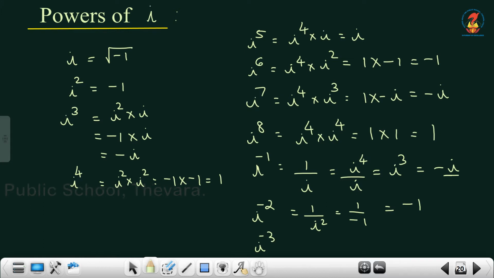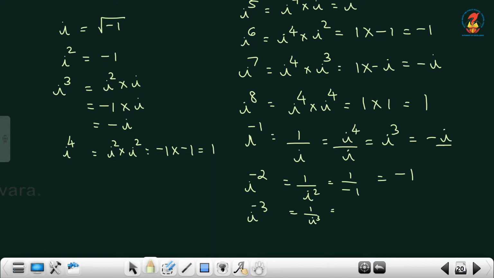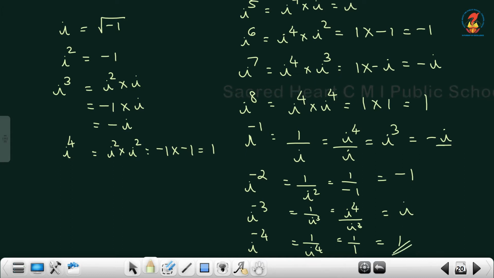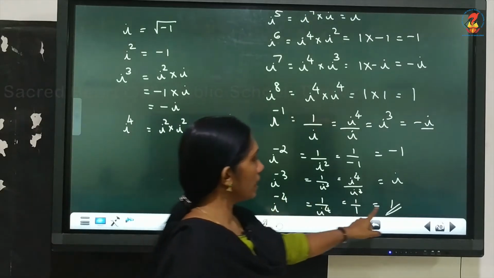i raised to minus 3 is 1 by i cube. How do we write 1 by i cube? 1 we can write as i raised to 4, by i cube, so that is i. Then i raised to minus 4 is 1 by i raised to 4. i raised to 4 means 1, so it is 1. So here the order is minus i, minus 1, i, 1. There also the fourth power, negative, is 1.